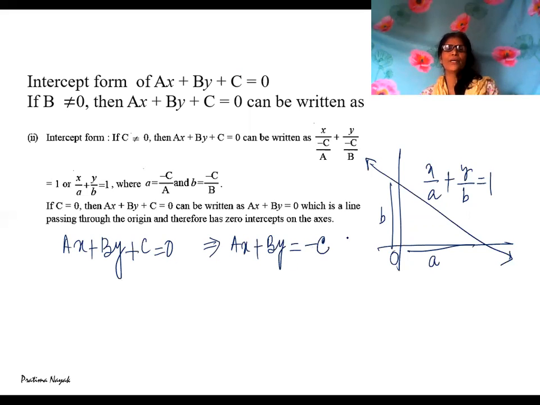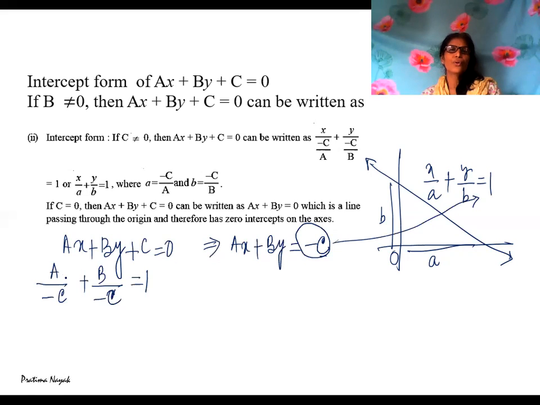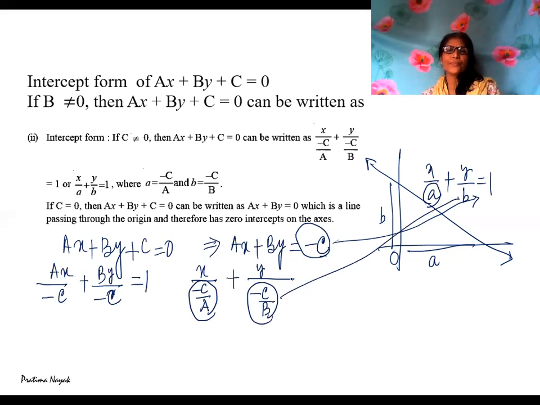Then what I'll do, I'll make this minus c as 1. So what should I divide by? I'll divide throughout by minus c. So this is equal to 1. Then what is the x-intercept? The x-intercept is equal to how much? Minus c by a. This is your x-intercept. You will compare this with this. Then on the y-axis it will be minus c by b. So this will be your b.